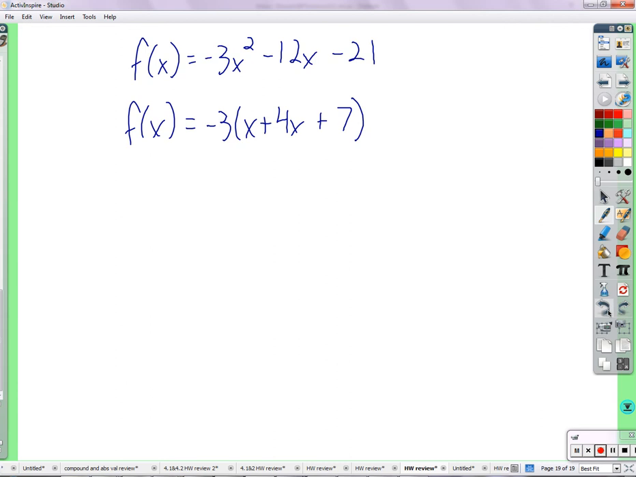You see how this part's going to become the square, and then, well, where are we? I think we're supposed to have some stuff outside the parentheses. That's why I just took the negative 21 over here. Let's see what happens. We'll complete the square. Okay, we can do it my way.